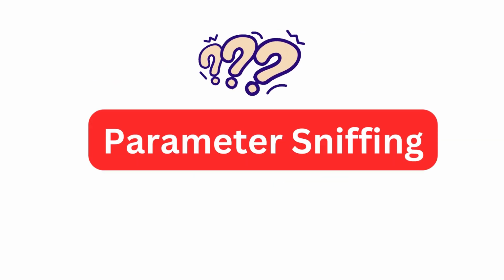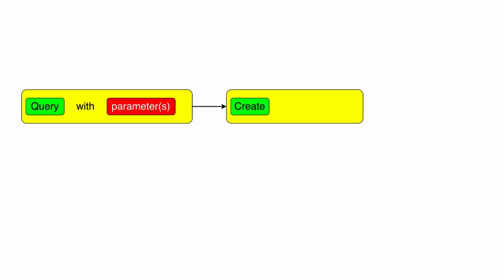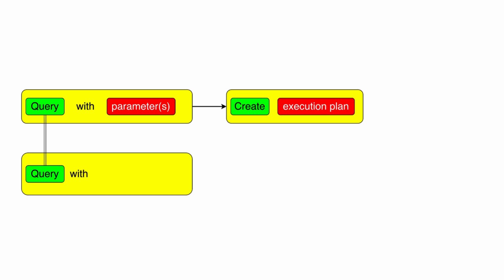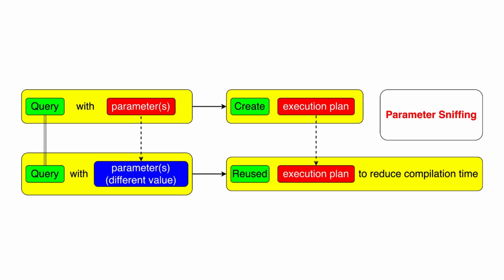So, what is parameter sniffing? When we use parameterized queries with objects such as stored procedures and functions, the SQL Server engine can take the value passed to a parameter and use it to compare with statistics, indexes or columns. This process is known as parameter sniffing.